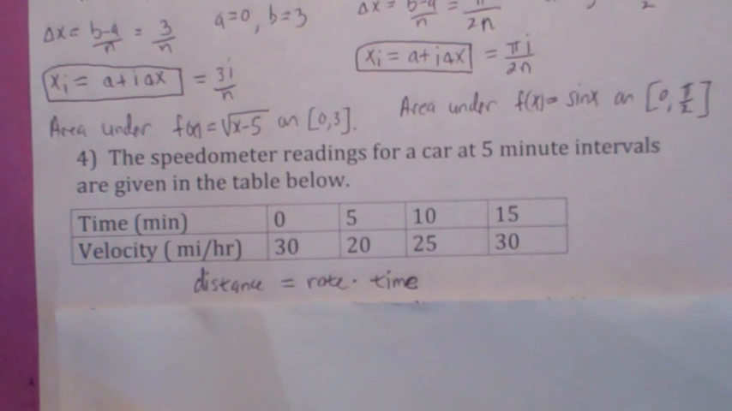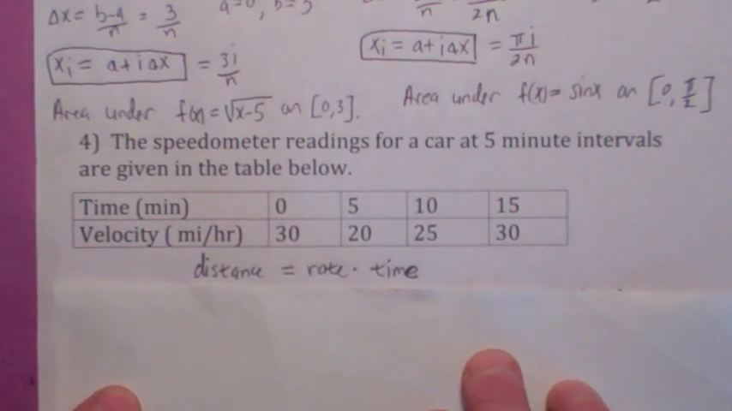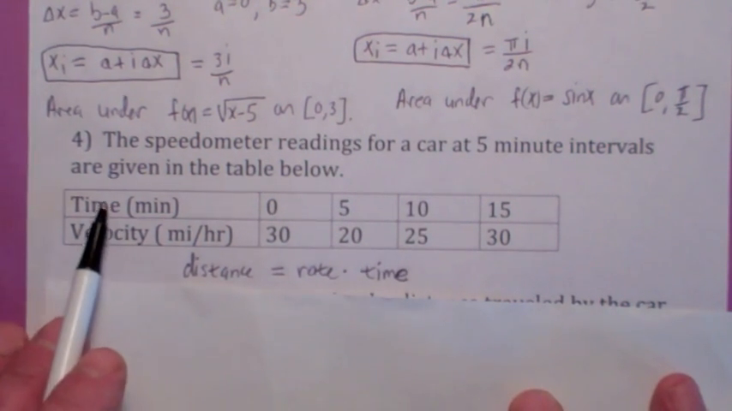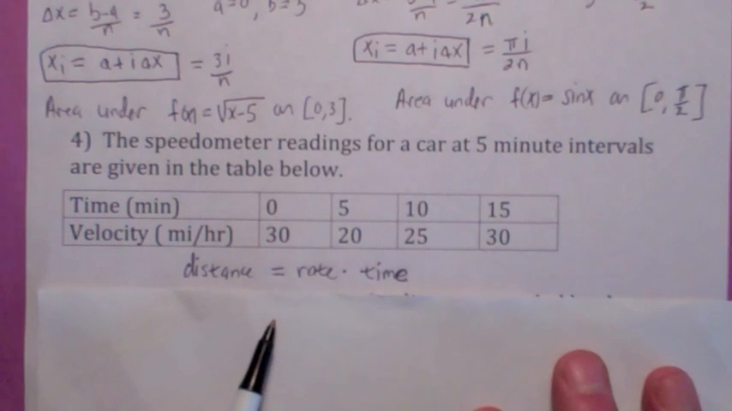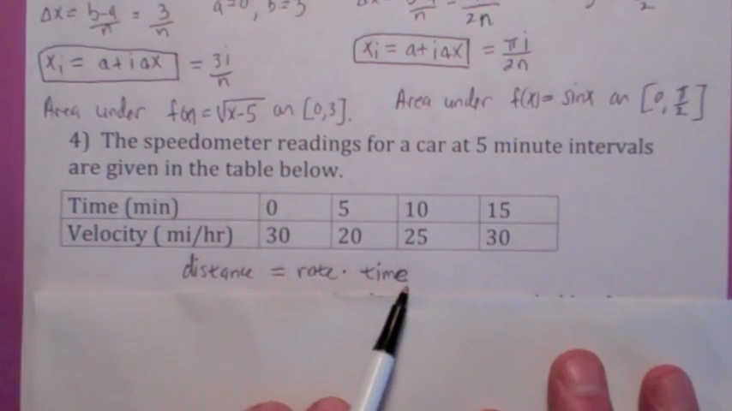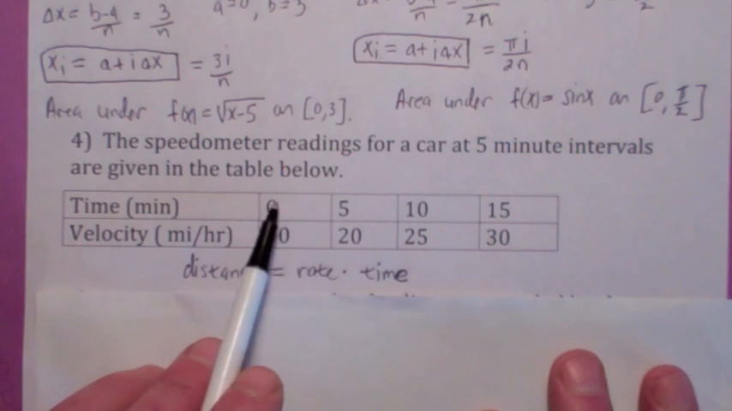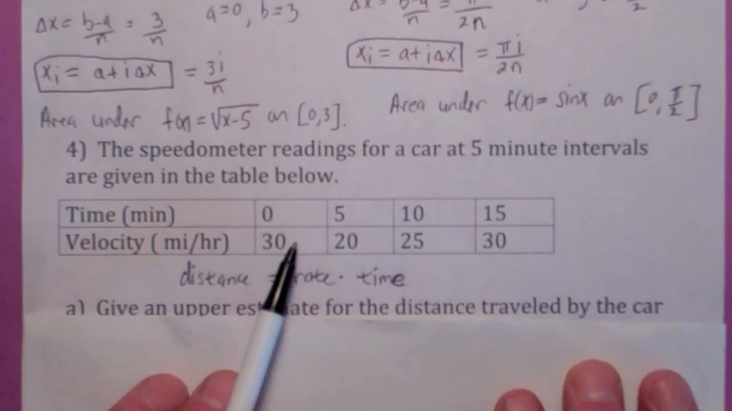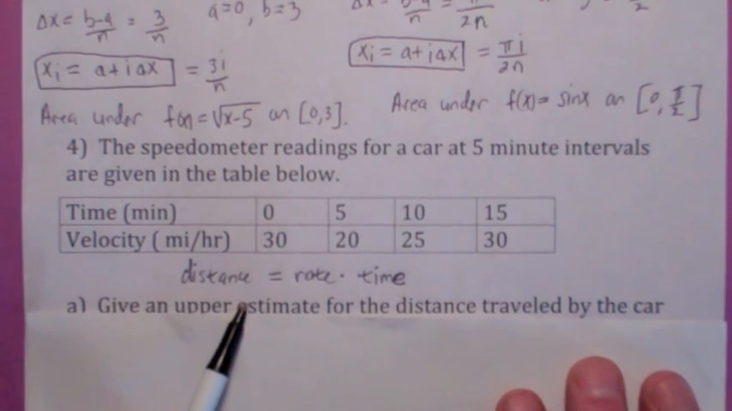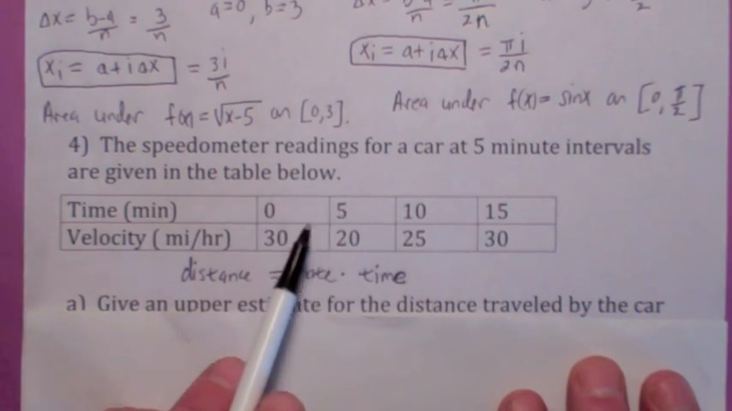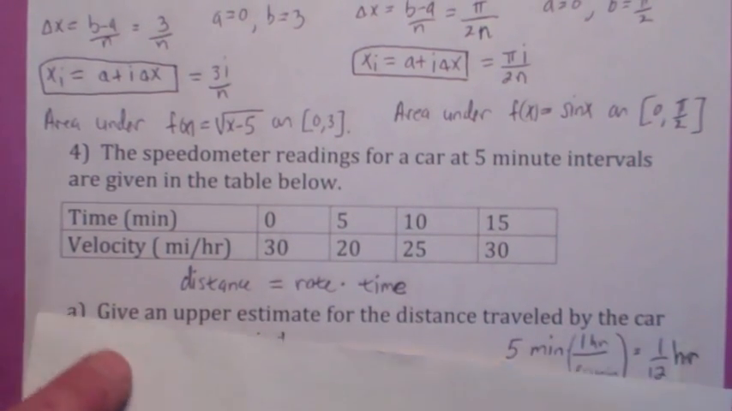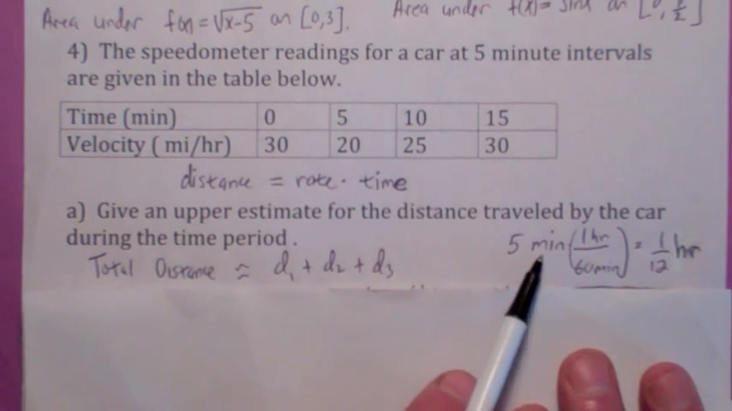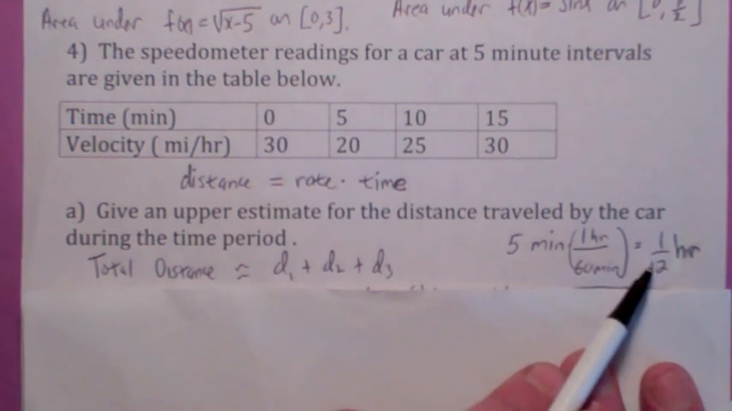Last thing I want to talk about is, this is a good example because sometimes we're not always talking about areas. Here's a table that gives you the time and the velocity. And we're going to use the fact that distance equals rate times time. So if you have 3 time periods, 0 to 5, 5 to 10, and 10 to 15, we're going to approximate the distance traveled by multiplying the length of the interval by the velocity. One thing that's very sneaky, we're first going to have to convert minutes to hours. So a 5-minute interval would be 1/12 hour.